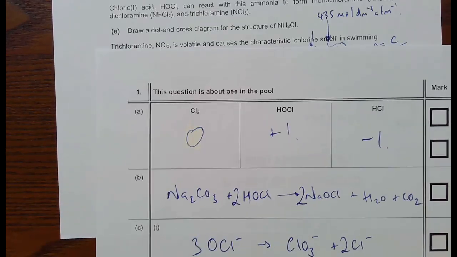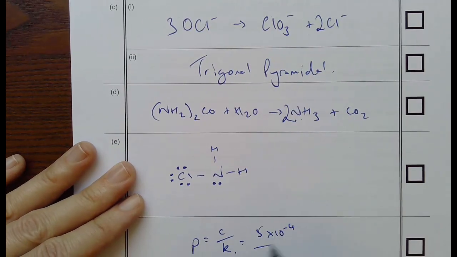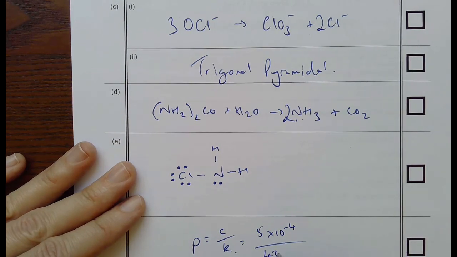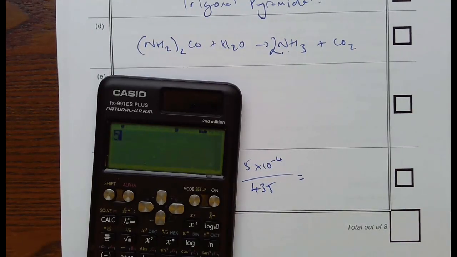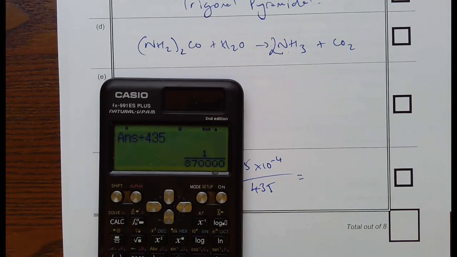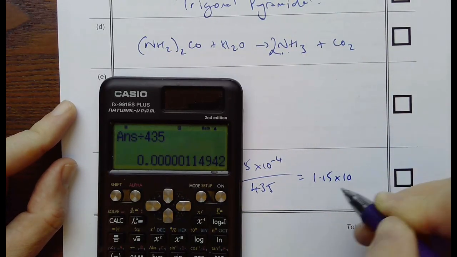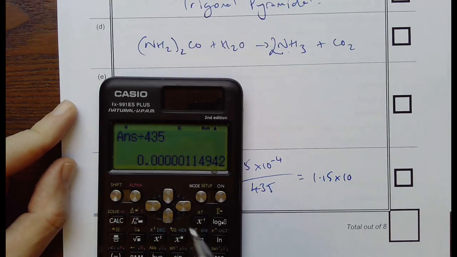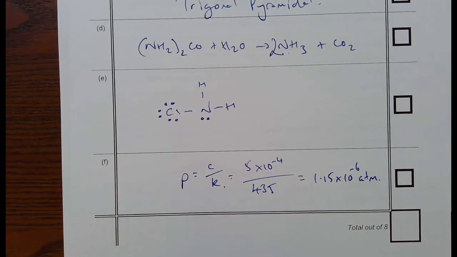So let's just go ahead and do that. P is going to be concentration over my constant. So the concentration is 5 times 10 to the minus 4, and my K is 435. So I take my calculator out. 5 times 10 to the minus 4 divided by 435 gives me 1.15 times 10 to the minus 6 atmospheres. And we are done. Now I think that might be the quickest Olympiad question that I've ever done. Very, very straightforward to get started.